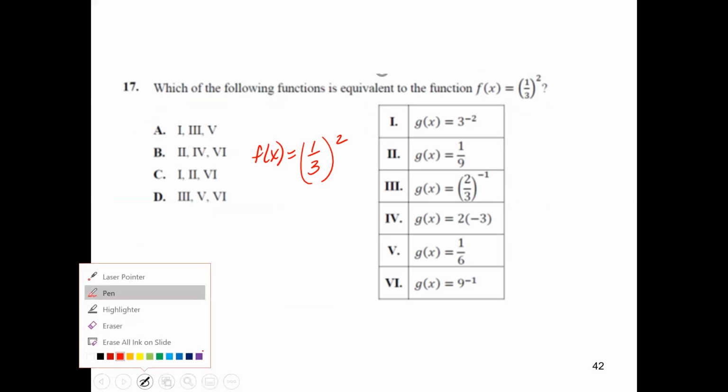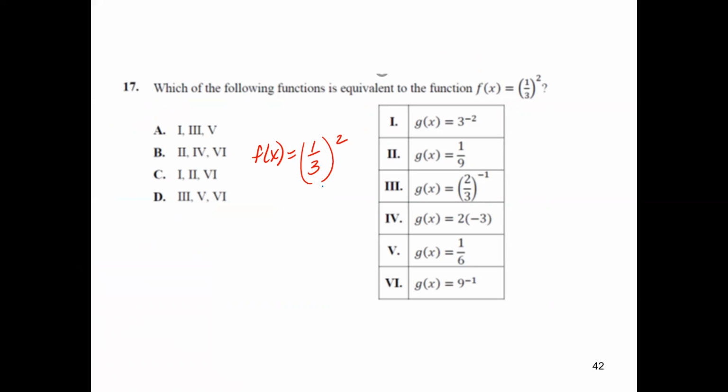So as I'm looking at number 17, what's another way of writing this? Well, one thing I could do is just multiply this out. Distribute the square. So I have 1 squared over 3 squared, which is 1 times 1 over 3 times 3, which is 1/9. Okay, so that's another way of writing it. So 2 will be a correct answer.